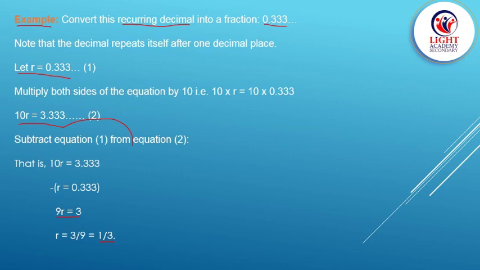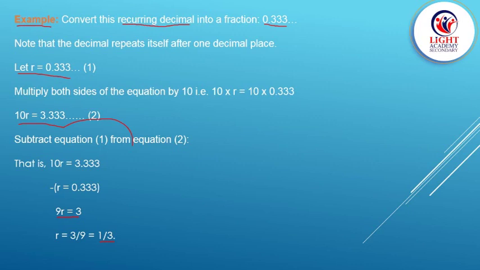Let's focus on how we get the answer. In the next step, we subtract equation 1 from equation 2. Equation number 2 is 10r is equal to 3.3333, and equation number 1 is r is equal to 0.333. When we subtract r from 10r, it gives you 9r, and when you subtract 0.333 from 3.333, that gives you 3. Here we need to find the value of r, because r will give you the actual fraction.